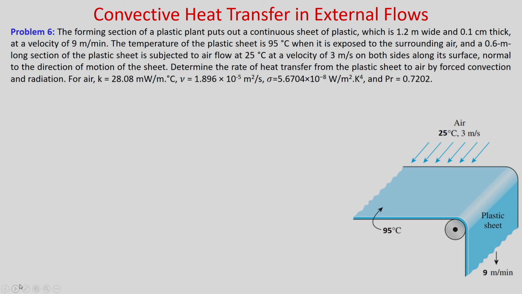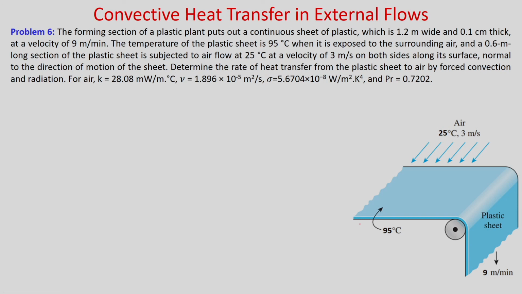The temperature of the plastic sheet is 95 degree centigrade, where it is exposed to surrounding air, and a 0.6 meter long section of the plastic sheet is subjected to airflow at 25 degree centigrade at a velocity of 3 meter per second on both sides along its surface, normal to the direction of motion of the sheet. Determine the rate of heat transfer from the plastic sheet to air by forced convection and radiation. For air, thermal conductivity, kinematic viscosity, Stefan Boltzmann constant and Prandtl number are given.